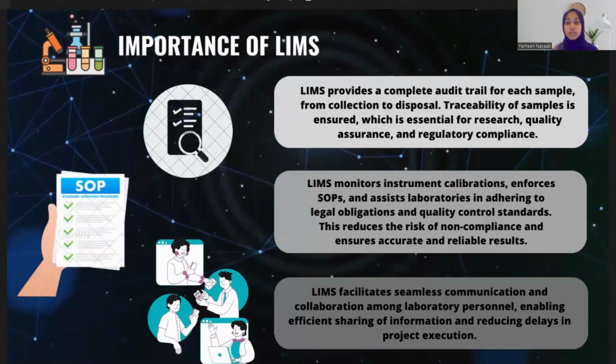Next is the importance of LIMS. There are three main important features of LIMS. LIMS provides a complete audit trail of the samples from collection to disposal. Traceability of samples in this way is ensured, which is essential for research, quality assurance, and regulatory compliance. Now, traceability of samples is very important so that we can track the origin of mistakes or any mix-ups in the case of any loss of sample, etc.